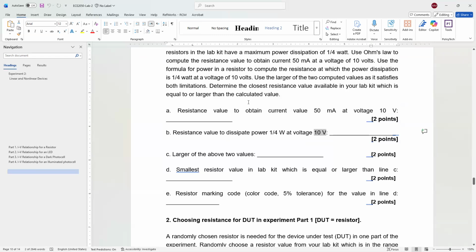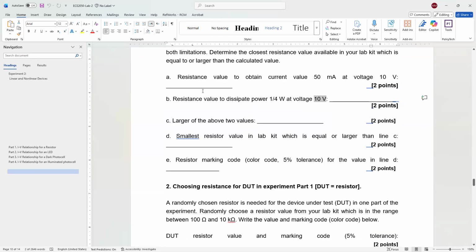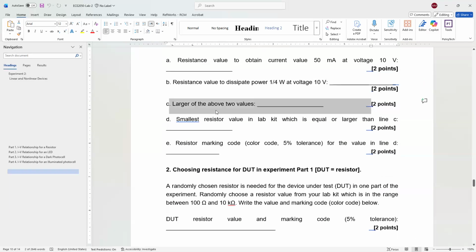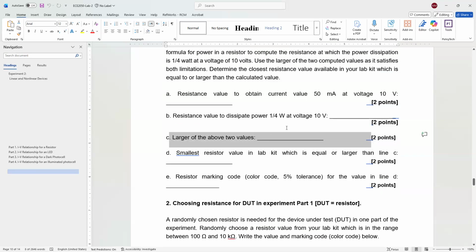Okay. So now I have two values for resistors. One can achieve the condition of 50 milliampere, limiting the current. The second one can achieve this condition. Then which one do I have to select? For sure, you have to select the bigger one, because the bigger one is going to achieve both of them. That's why here I'm telling you, find the larger of the above two values. So you need to calculate these two values, and then find the larger.